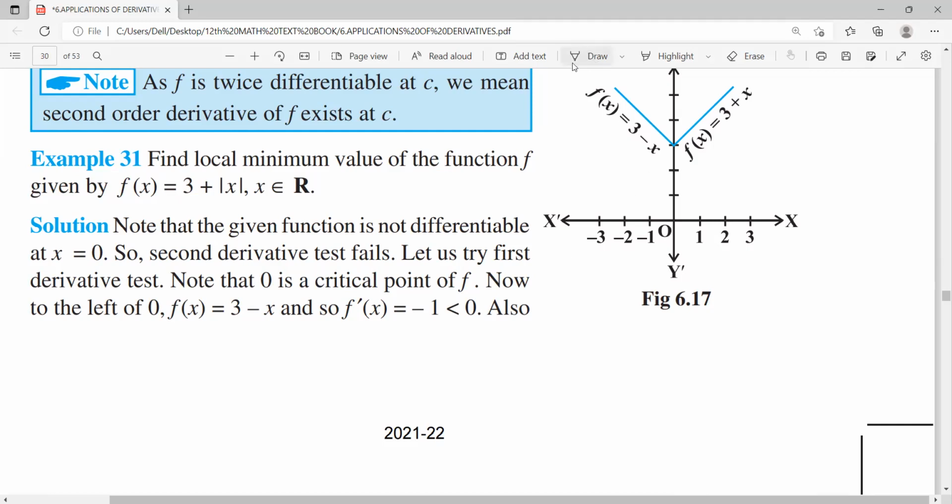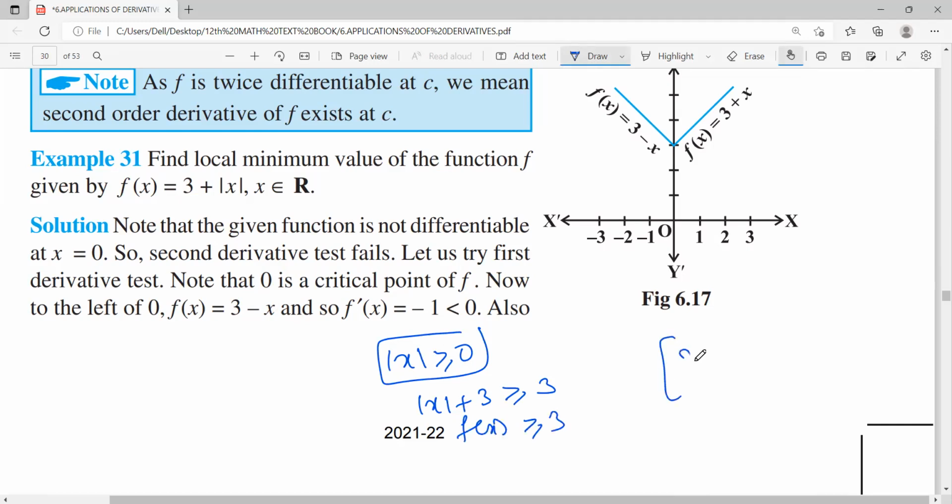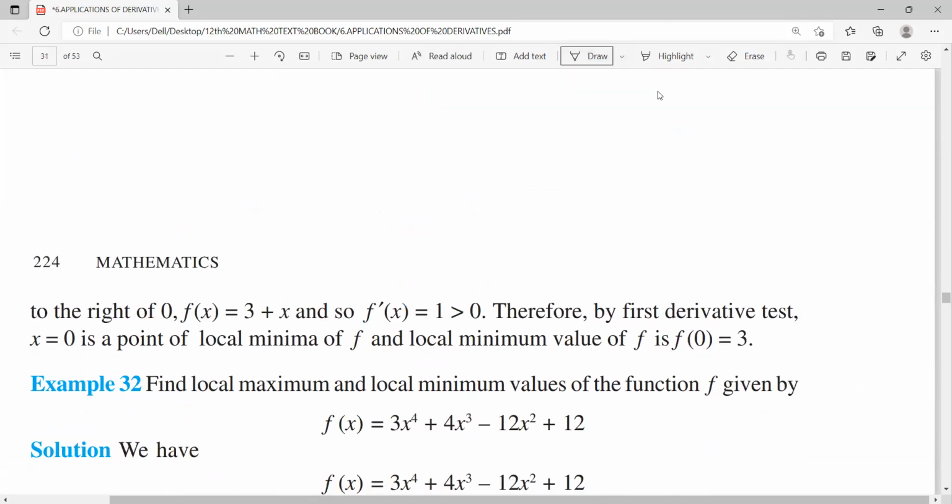How do you check? Mod x is greater than or equal to 0, so mod x plus 3 is greater than or equal to 3, because you are adding 3 on both sides. Therefore f of x is always greater than or equal to 3. So 3 is the minimum value, the local minimum. Like this, with modulus you can do it directly.